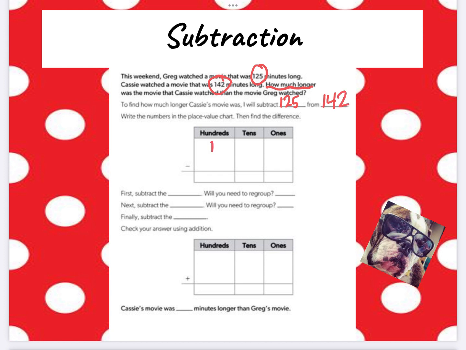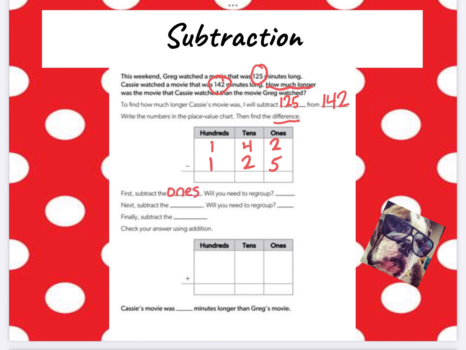So I have 142 take away 125. We're comparing to figure out the difference, okay? And the difference, remember, is the answer. So first I'm going to go ahead and subtract the ones.